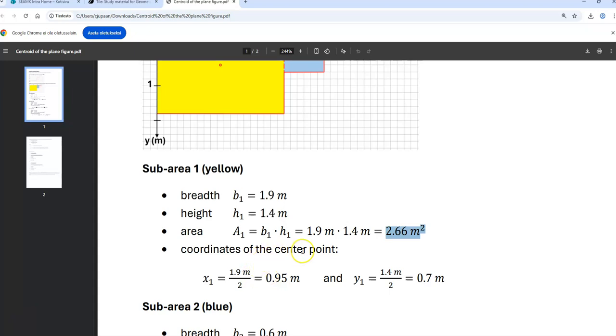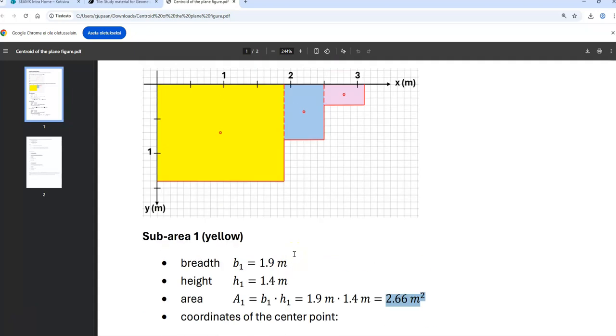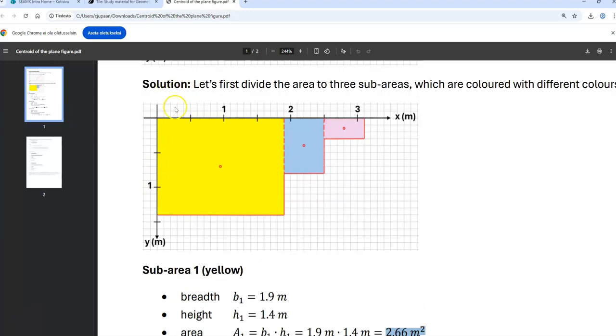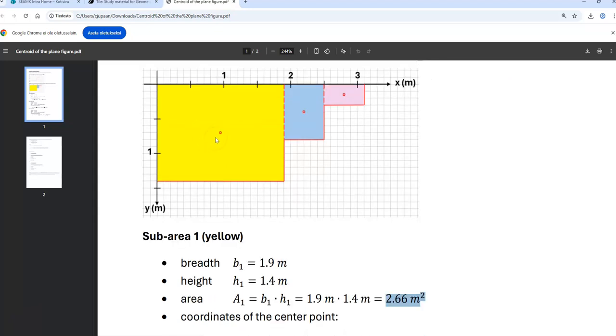Why is it simple in this first rectangle? It is because it touches both axes here. It touches the x-axis and also the y-axis, or it is located in the origin, or one corner of that rectangle is at the origin in the coordinate system.